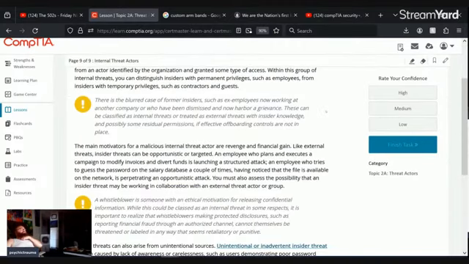The main motivators for a malicious internal threat actor are revenge and financial gain. Like external threats, insider threats can be opportunistic or targeted. An employee who plans and executes a campaign to modify invoices and divert funds is launching a structured attack. An employee who tries to guess the password on the salary database a couple of times, having noticed that the file is available on the network, is perpetrating an opportunistic attack. You must also assess the possibility that an insider threat may be working in collaboration with an external threat actor or group.